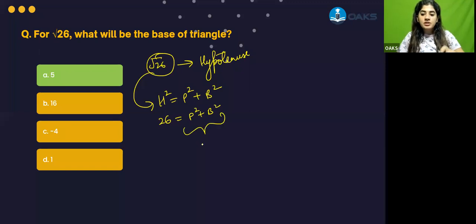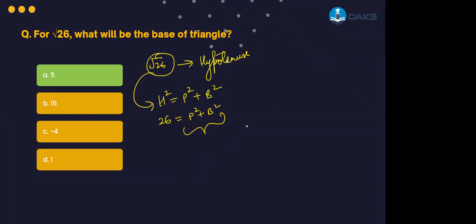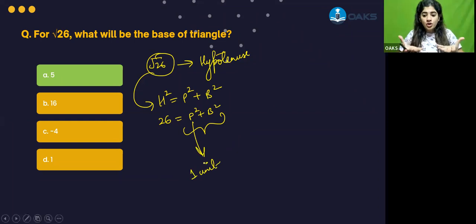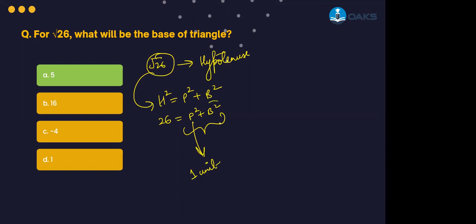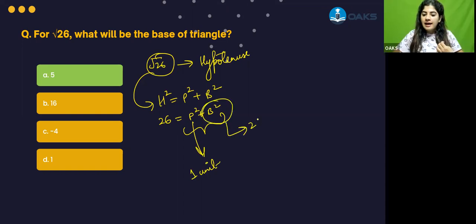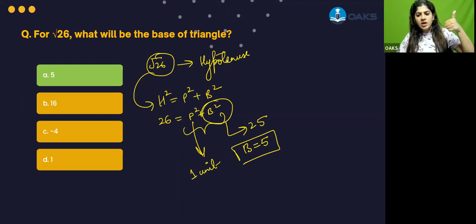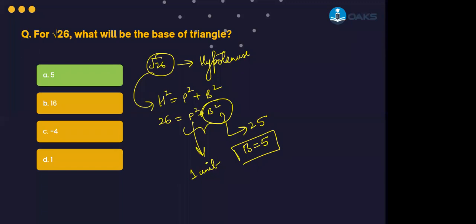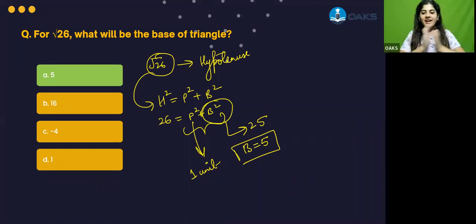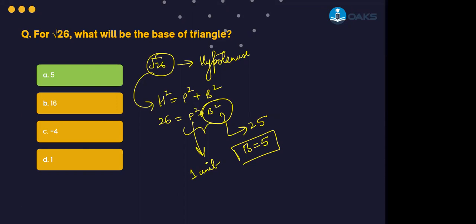Now, for the options for P and B, I always consider the perpendicular to be 1 unit because it is easy to draw geometrically. That's why for the value of B square, I have 25 and for the value of B, I have 5, because under root 25 is 5 here. Okay, everybody got that? Can you show me your hands? Okay, great. Now, let's move on to the next question.